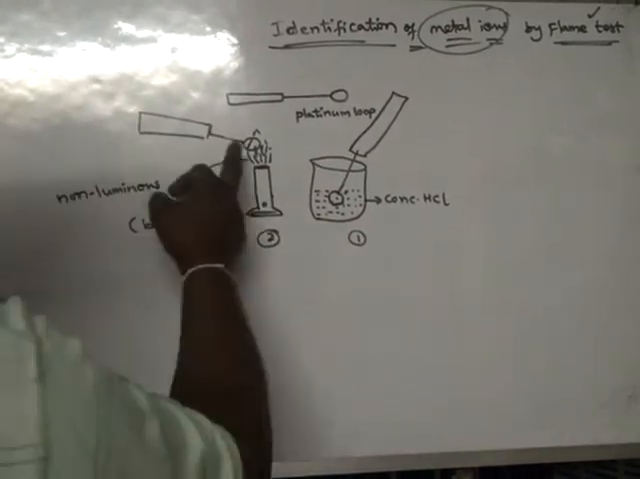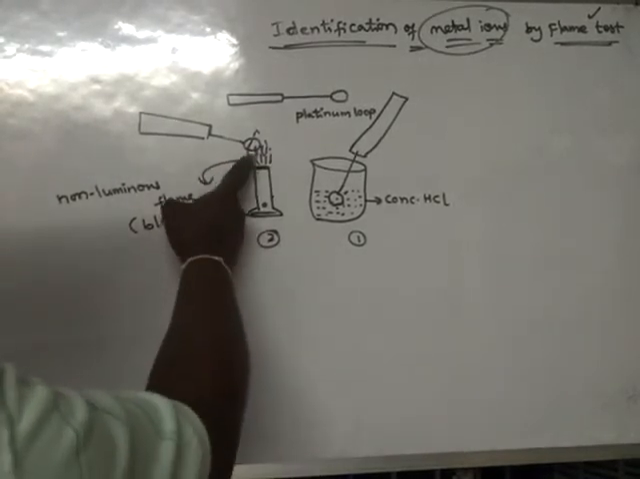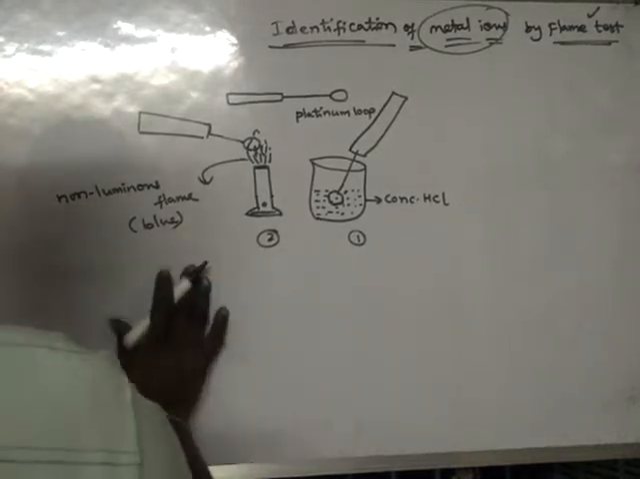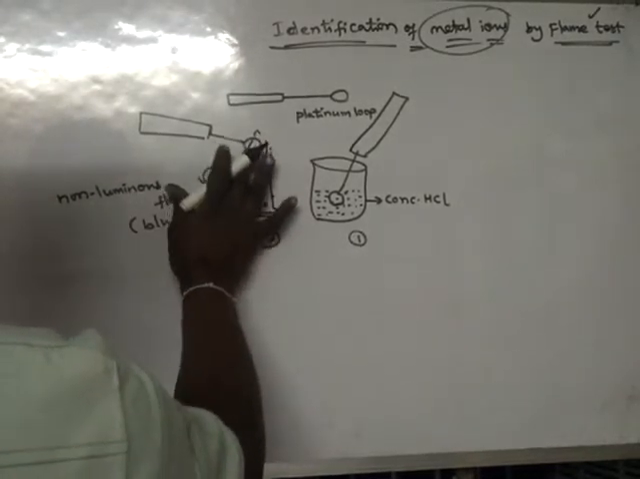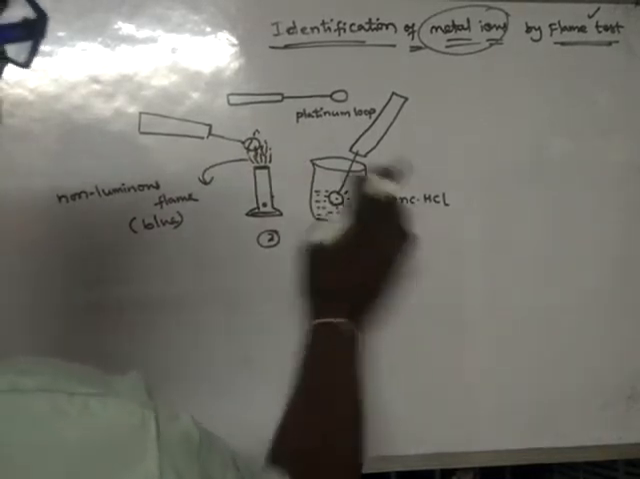Now after losing all the different colors, the flame will get back to its original blue flame. Now again dip this platinum loop into the concentrated HCl.